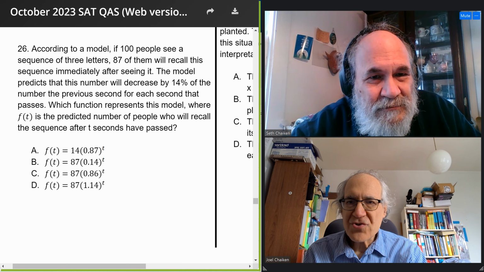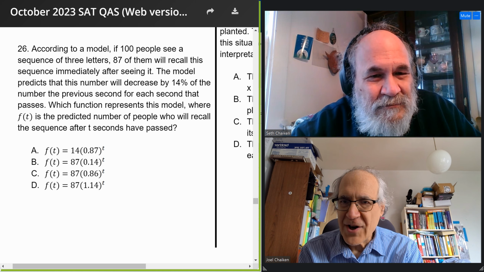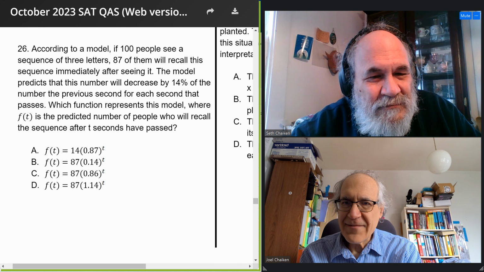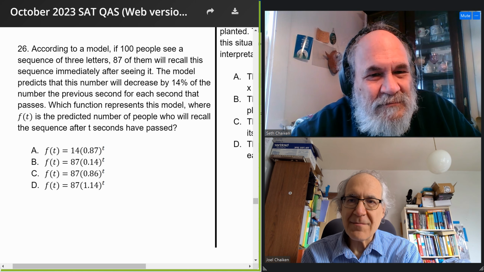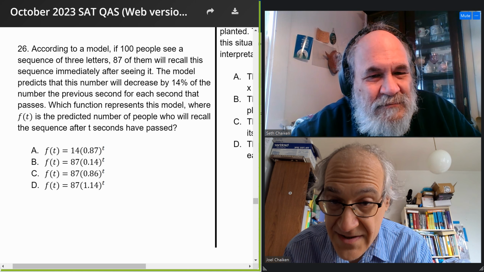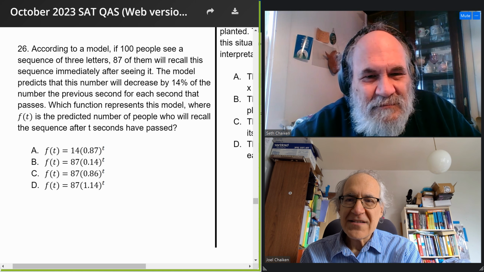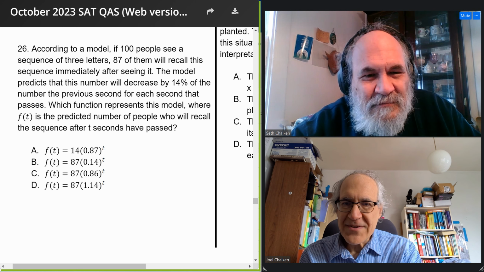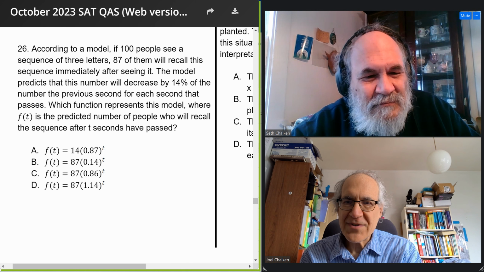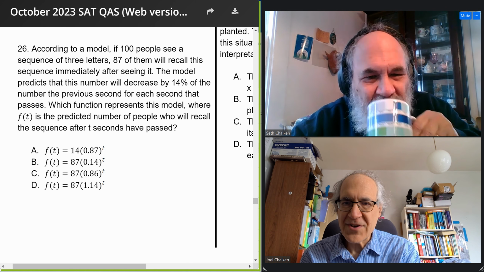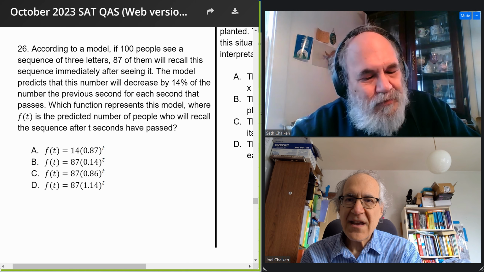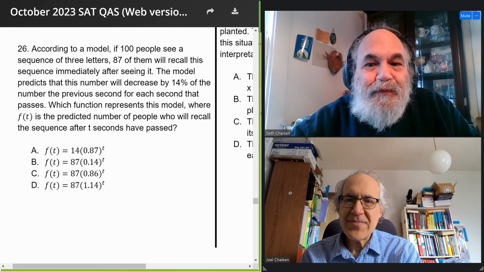Here's our question. Please try it, pause the video, come back, and we will do it here. According to the model, if 100 people see a sequence of 3 letters, 87 of them will recall the sequence immediately after seeing it. The model predicts that this number will decrease by 14% of the number the previous second for each second that passes. So it's just exponential decay. Which function represents the model, where f of t is the predicted number of people who recall the sequence after t seconds have passed?